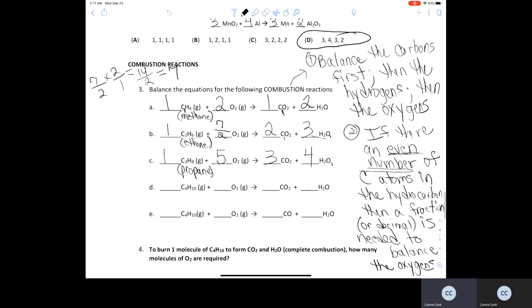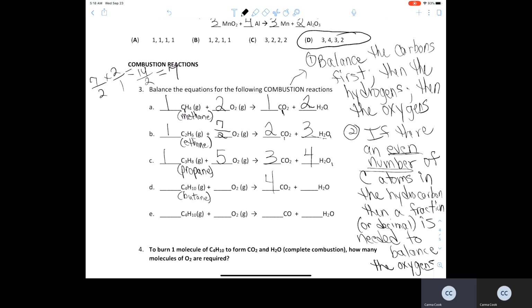The next one, C4H10, is butane. That's the type of hydrocarbon that's in cigarette lighters, the little lighter wands that you use to light your fireplace or to light your grill. All of those things have butane fuel in them. And of course, butane is also a hydrocarbon that comes from crude oil. And so we've got 4 carbons on the left, so we need 4 carbons on the right.